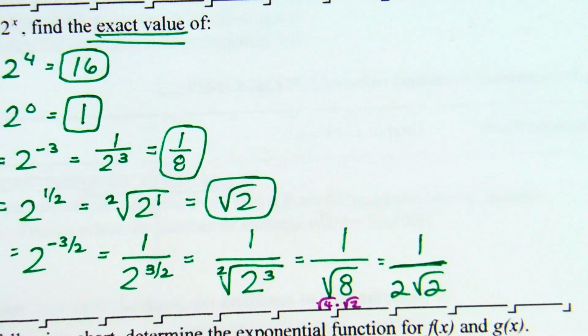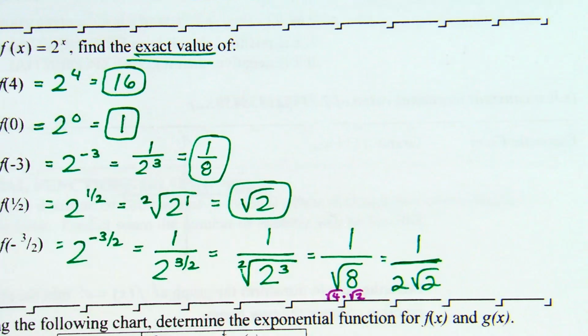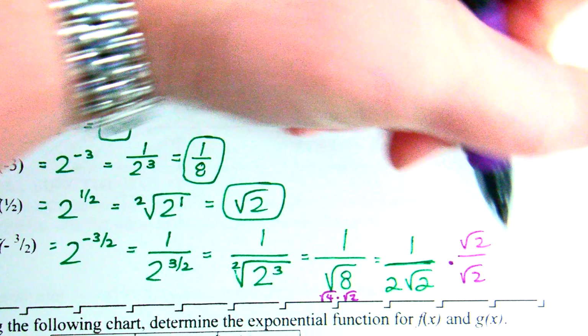What if I would say we can't leave it like this? Yeah. What is the part we can't leave? We can't leave a radical in the denominator. How do we get rid of a square root of 2? You multiply by square root of 2. If you multiply by square root of 2 in the denominator, multiply by square root of 2 in the numerator.